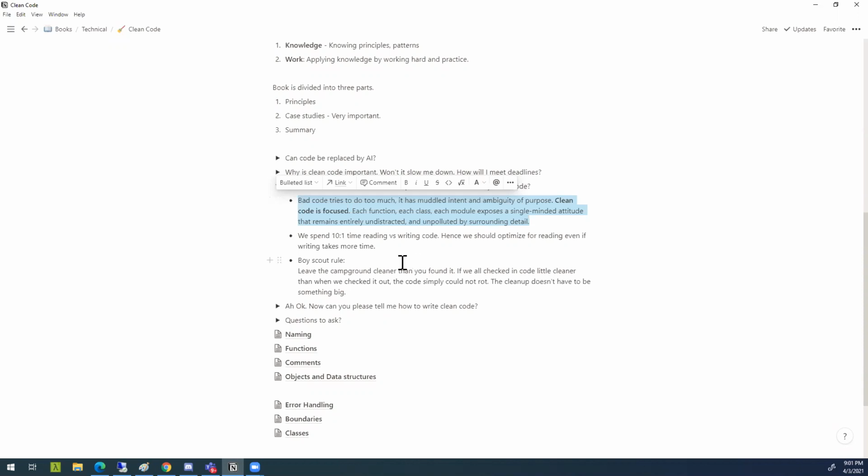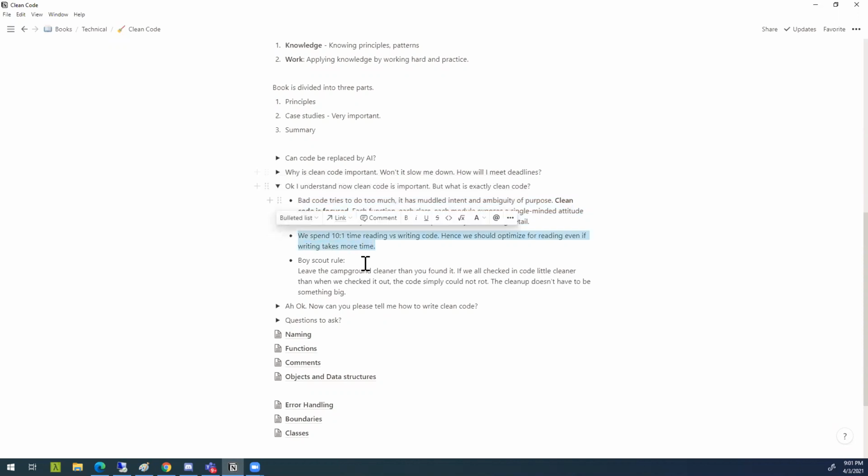Okay, then this other thing, basically it goes into this section on why clean code is important. In an organization, most of the time we will be spending reading code versus writing code, right? We spend around 10:1 time, where 10x time goes in reading the code and 1x time goes in writing code. So we should be optimizing for reading, not writing, right?